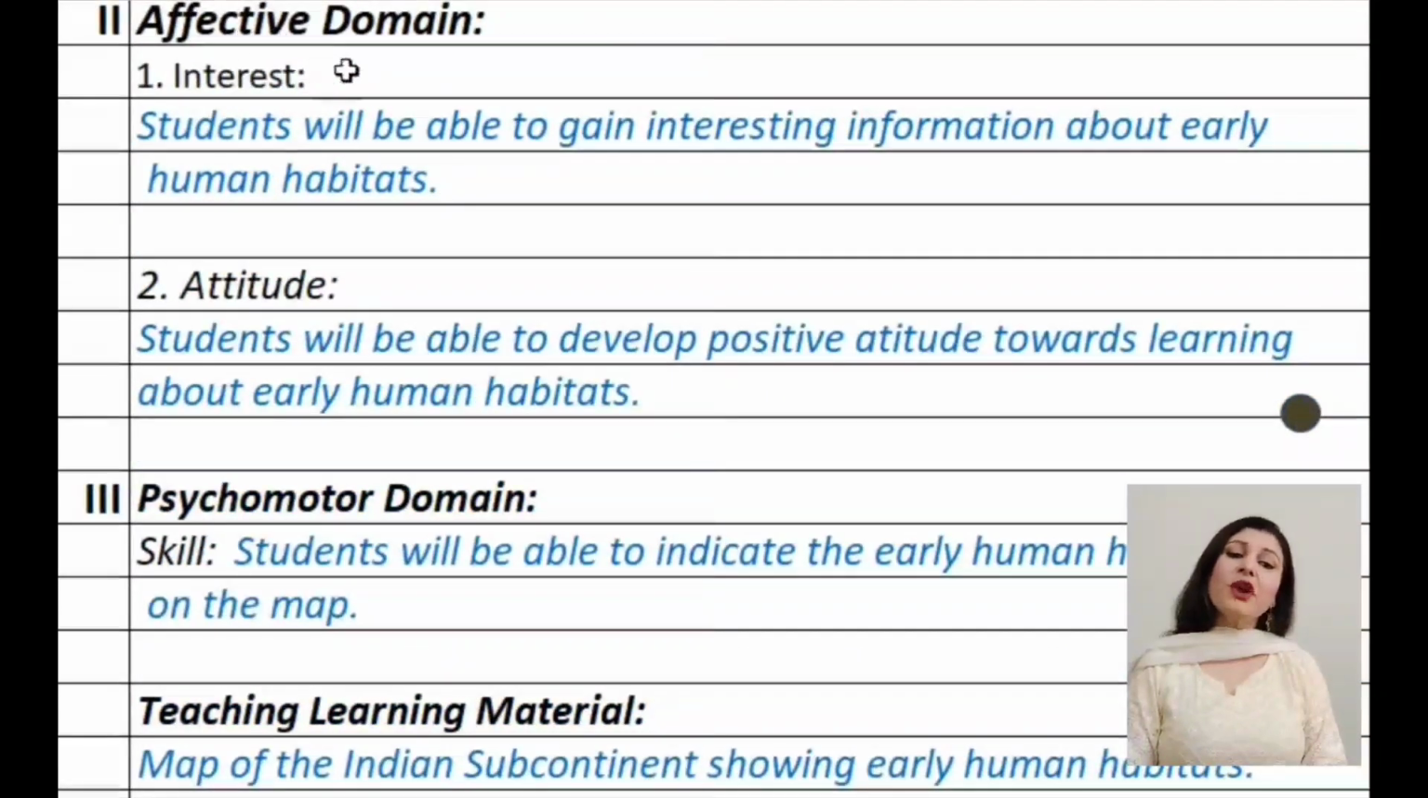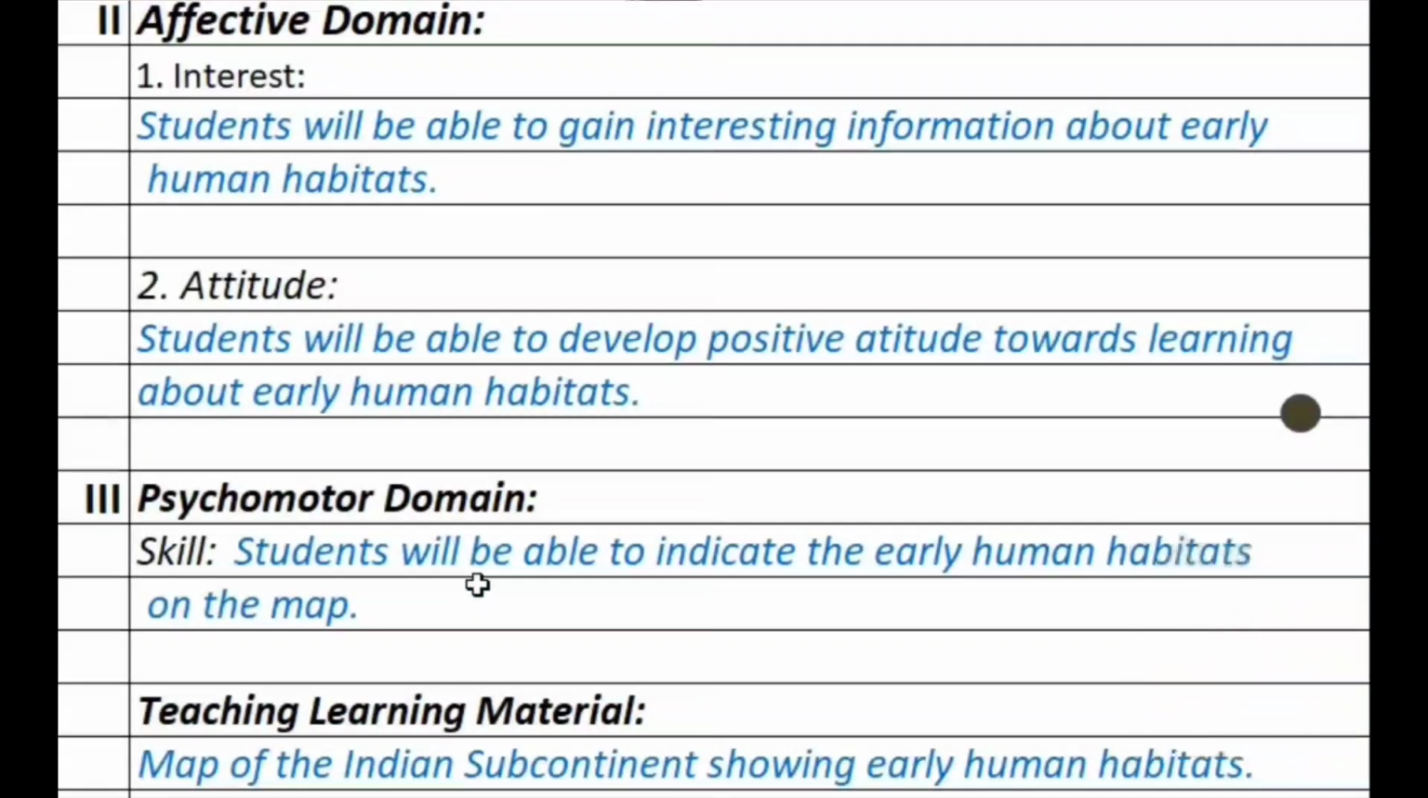Then we'll formulate objectives for affective domain. Here we'll write one objective related to interest and one related to attitude. Then we'll write 1 or 2 objectives related to the psychomotor domain. As per NCERT, we'll make objectives related to skill in this domain.